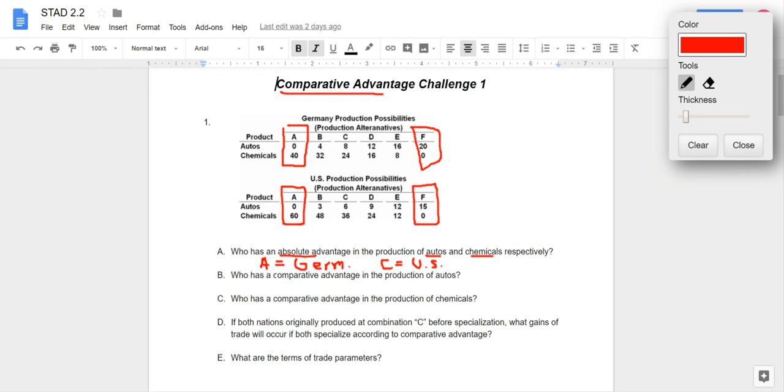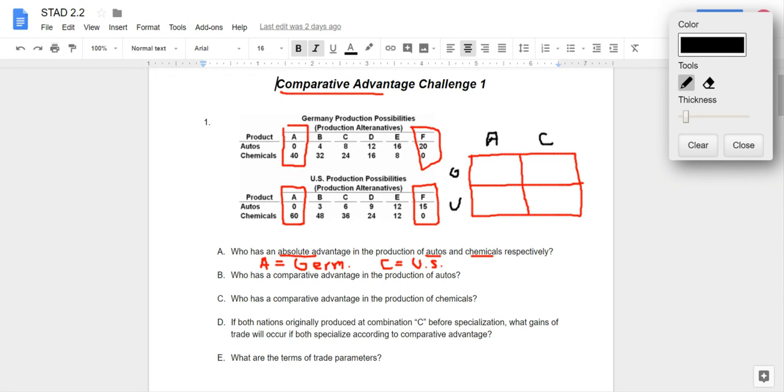Okay. The next question asks about comparative advantage, and that should be a key to you that you need to chart it up. I'm going to come over here and draw my chart. The chart never leads you astray. There are other ways that you can do this, but I've seen students get tripped up when they try other things. So the chart is very, very helpful. Okay, so we put our products up here. This is product auto, and these are our chemicals. And then down here, we've got Germany at the top, and we've got the United States at the bottom.